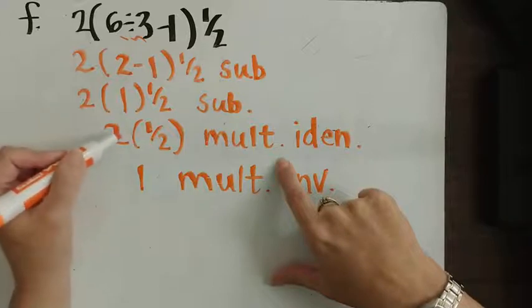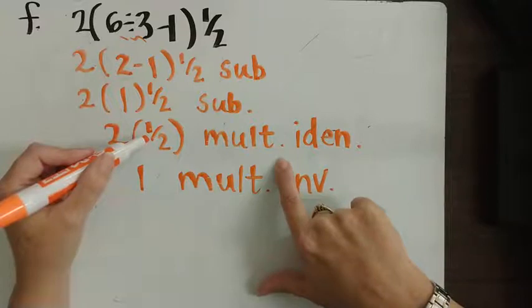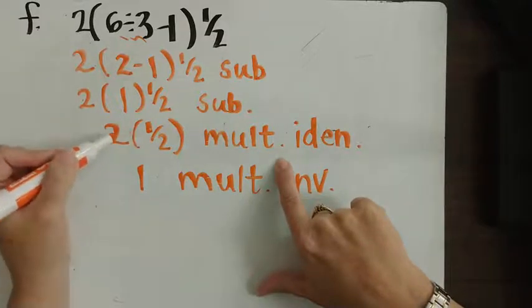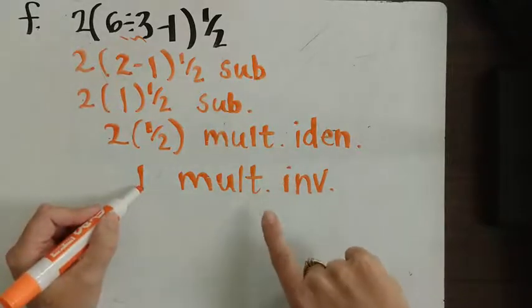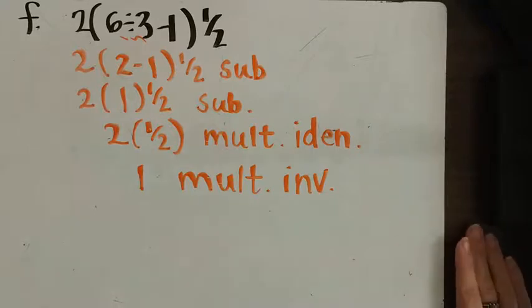And then we're multiplying 2 and 1/2 together. Those are reciprocals of each other, and they give us 1, so it is multiplicative inverse. These notes will go along with the assignment that you have in Google Classroom.